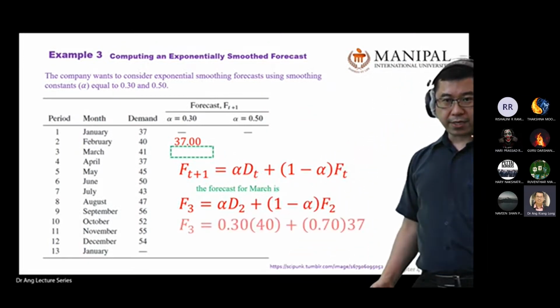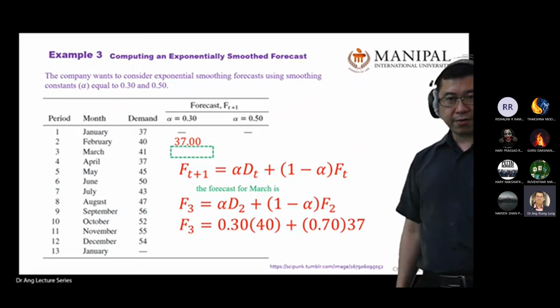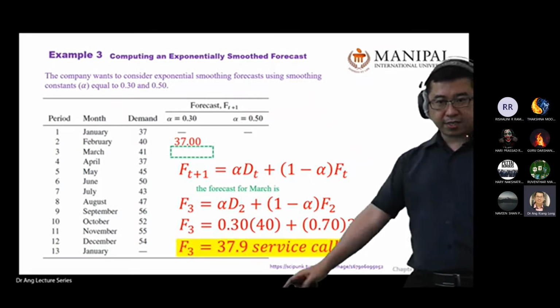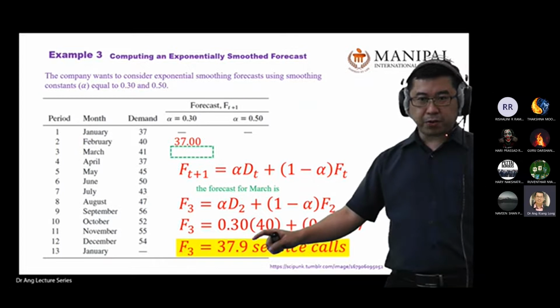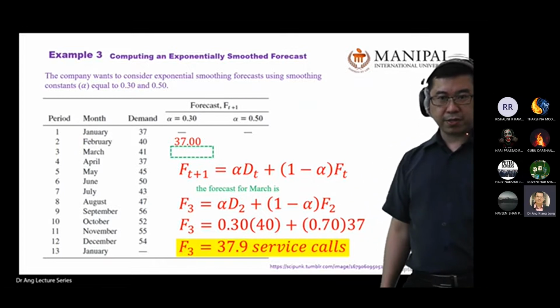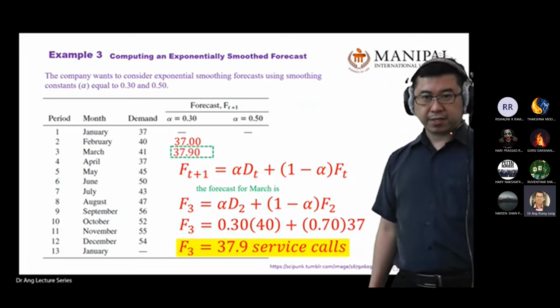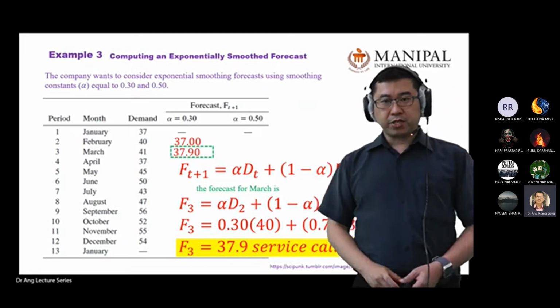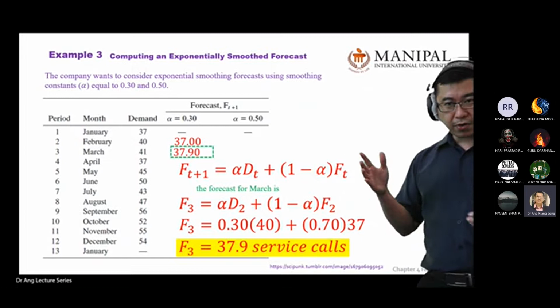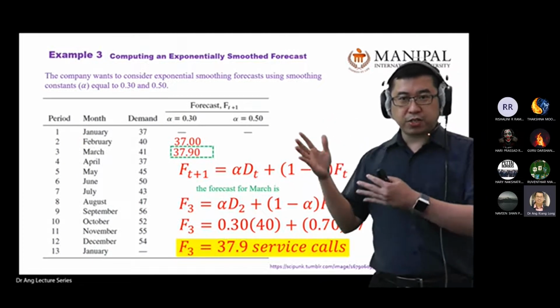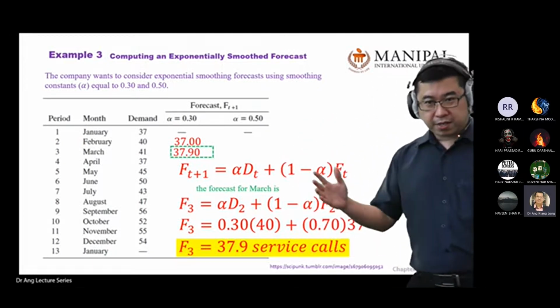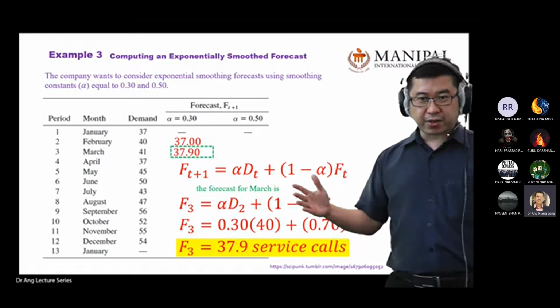37. Yes, correct. You put in all the values, press calculator, you get 37.9 service calls. You put this number inside here. All right, that's why, as I mentioned, when you calculate for this exponential smoothing forecast, always double check whether your answer is correct or not.